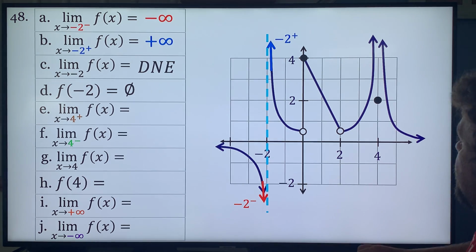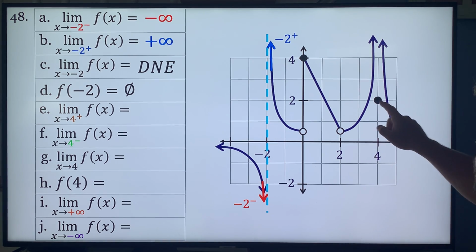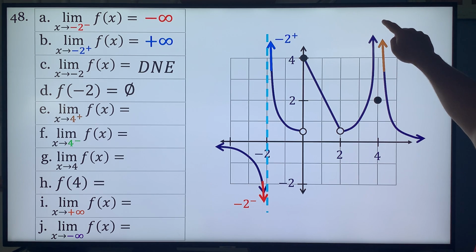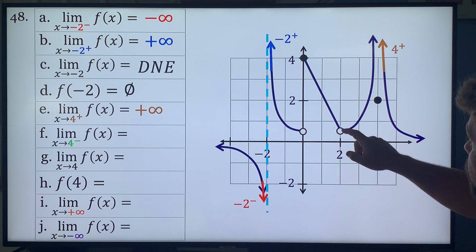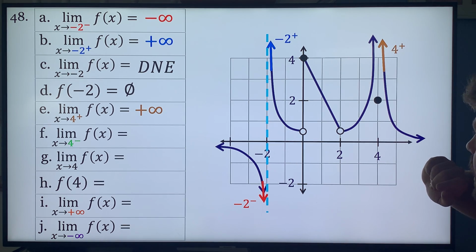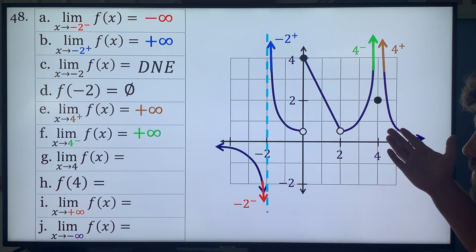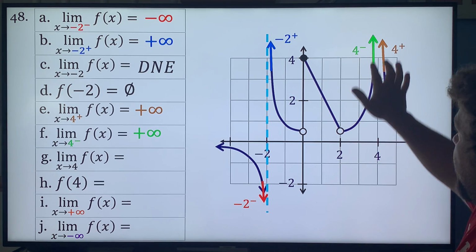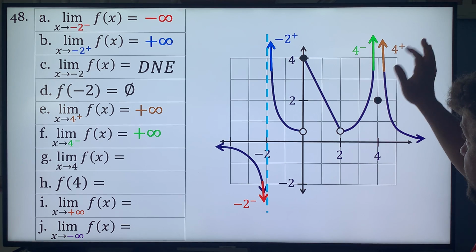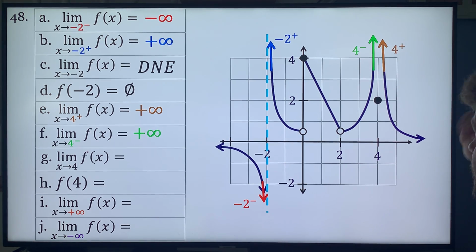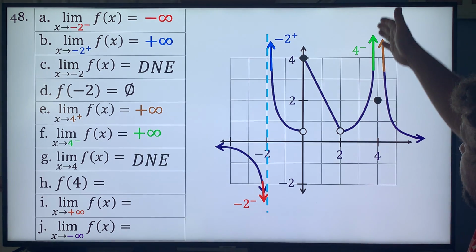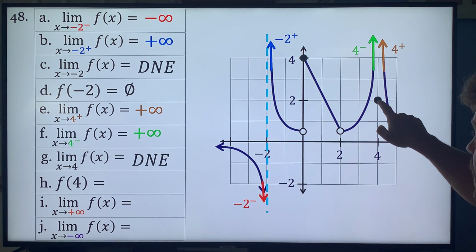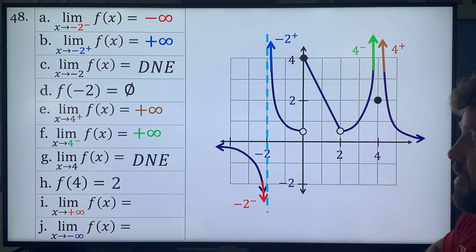What do we got here? F of 4 from the positive. So we're approaching 4, and we're doing it from the positive side. So that guy is going up to infinity. 4 from the negative side going up, and where are you going up to? Going up to infinity, positive infinity. What is the actual limit here? It's not infinity. As you can see, they're not totally going up at the same time. It does not exist because of the unbounded behavior. What is the actual value at 4? Oh, look at that. I got a closed circle here. Value is 2.